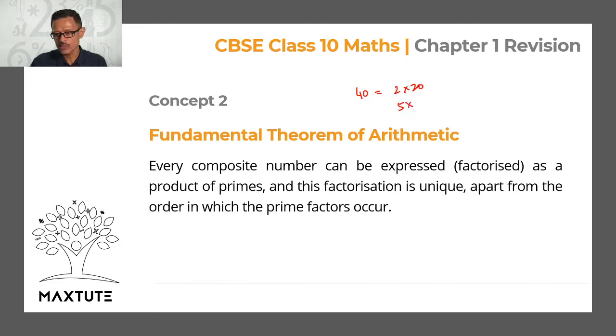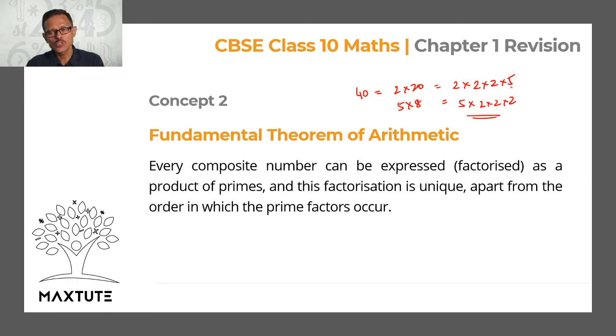I write it as 5 into 8, whichever way I like. This 2 into 20 can further be written as 2 into 2 into 5. This 5 into 8 can be written as 5 times 2 times 2 times 2. So the prime factorization of 40 is going to result in a unique value. That's what the fundamental theorem of arithmetic is. Every composite number can be factorized as a product of primes, and this factorization is unique, apart from the order in which the prime factors occur.